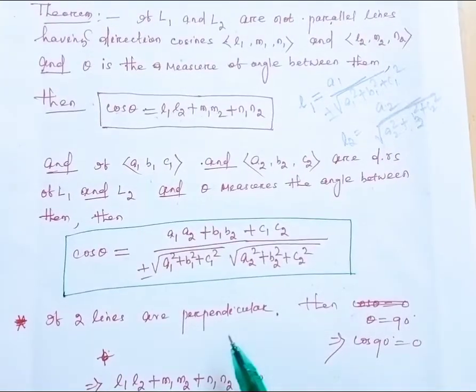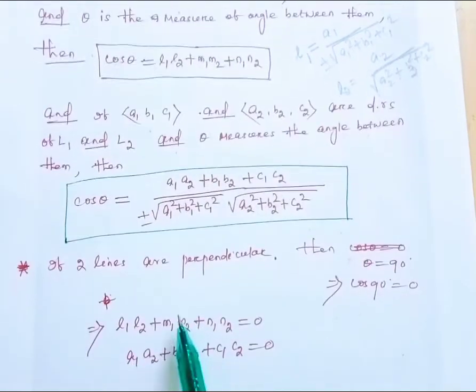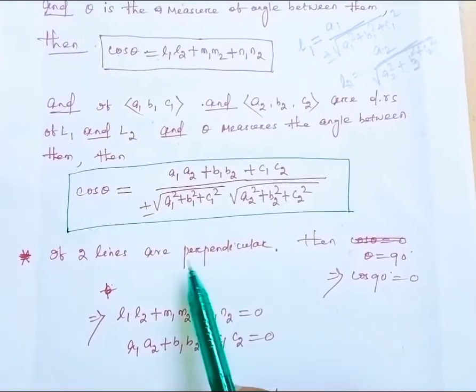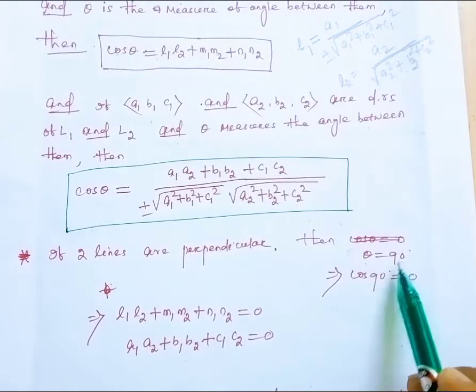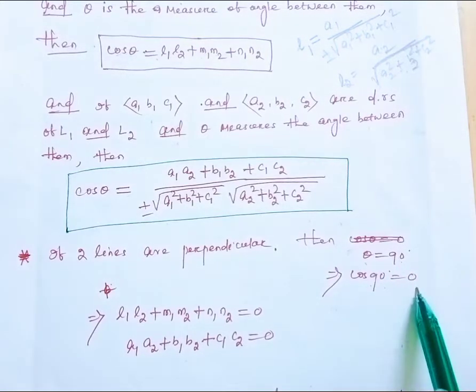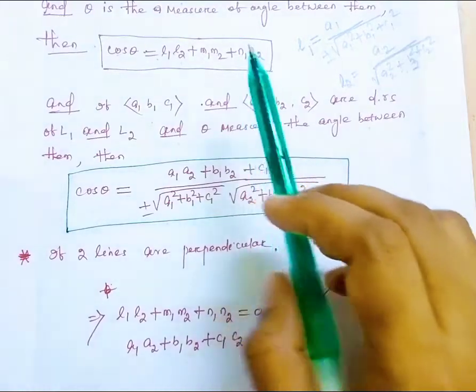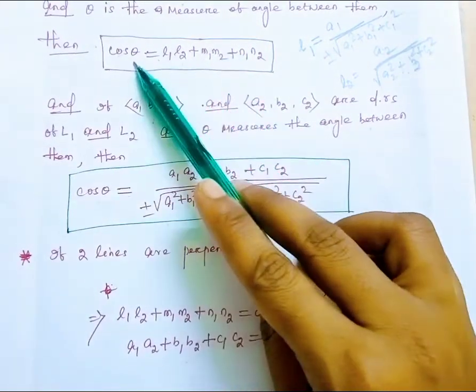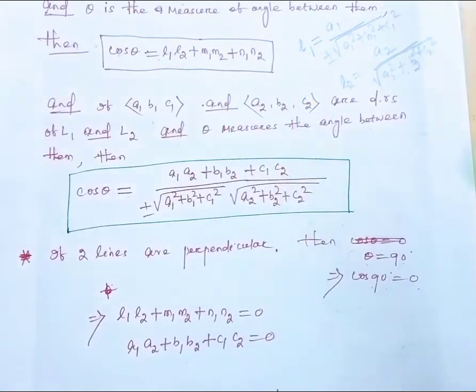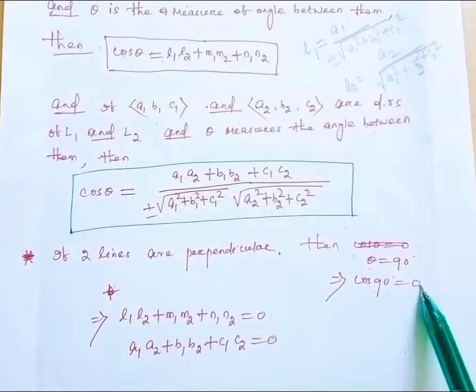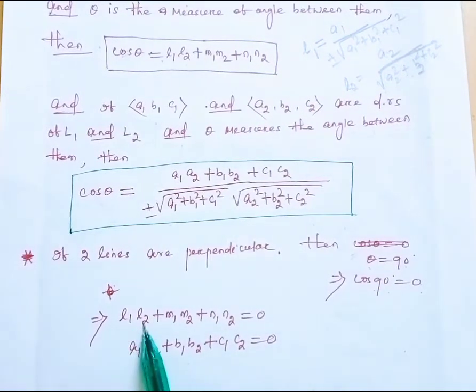And the next case is, what will happen if two lines become perpendicular? Theta becomes 90, and we know that cosine of 90 equals 0. So just put it in this formula: cosine of 90 equals l1 l2 plus m1 m2 plus n1 n2, and since cosine of 90 equals 0, it gives you l1 l2 plus m1 m2 plus n1 n2 equal to 0.